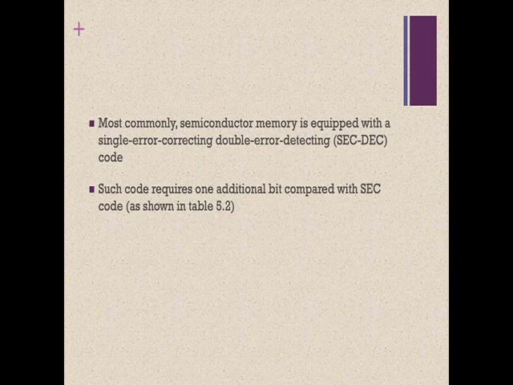So most commonly, semiconductor memory is equipped with a single error correcting, double error detecting code. Such code requires 1 additional bit compared to SEC. This is what we saw in table 5.2.